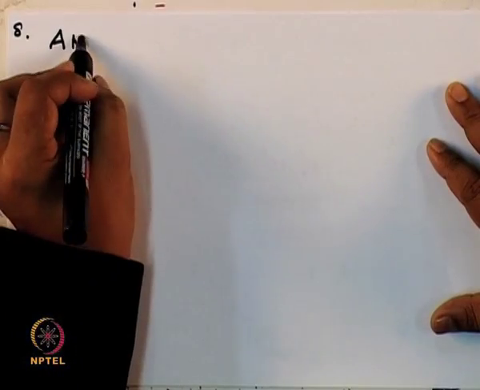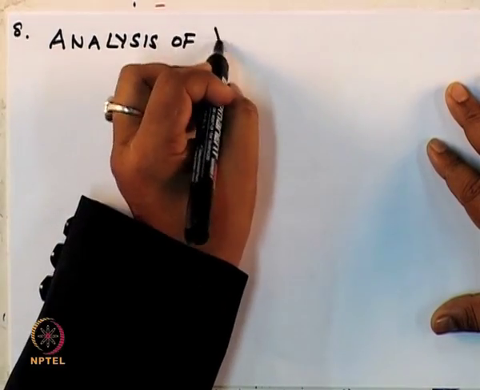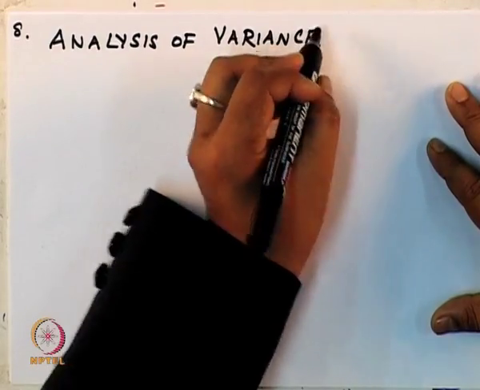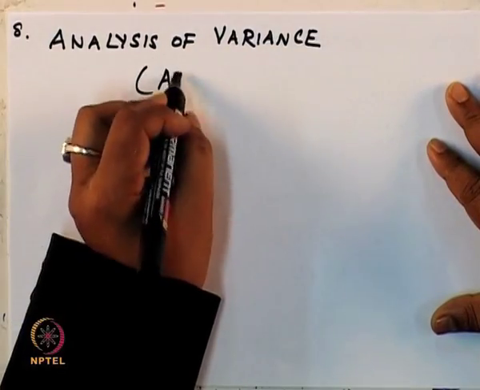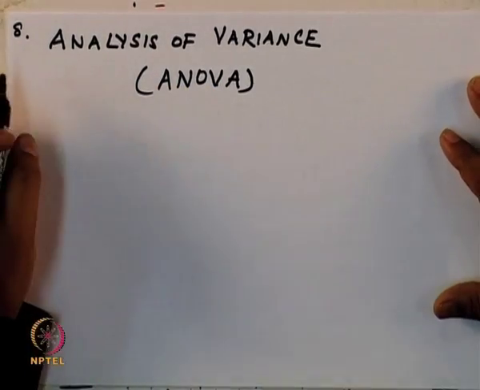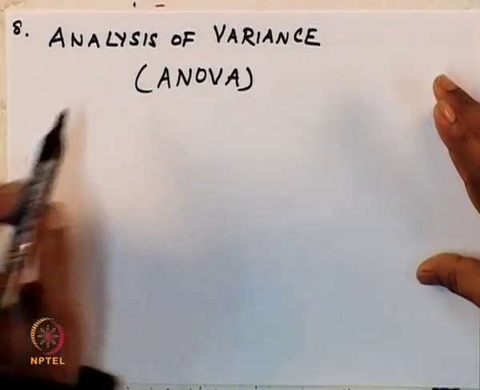population variance. What we will initiate now is our discussion on a very important aspect of statistics called analysis of variance, or in short, it is referred to as Anova. So, why are we interested in analysis of variance?